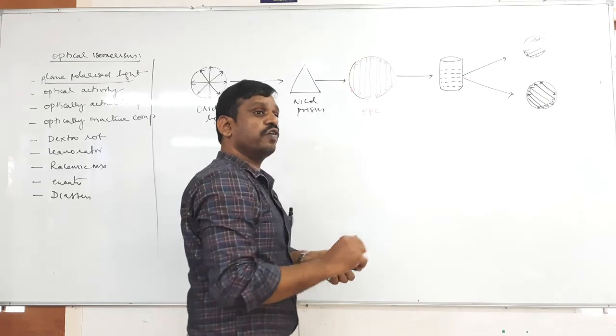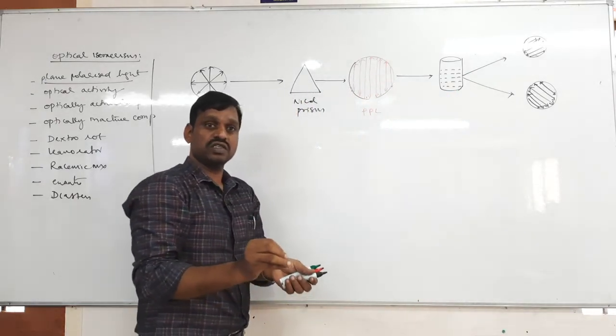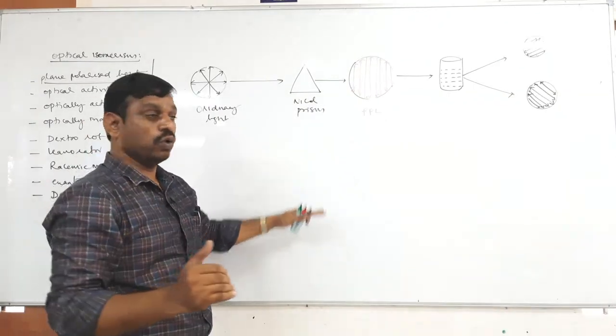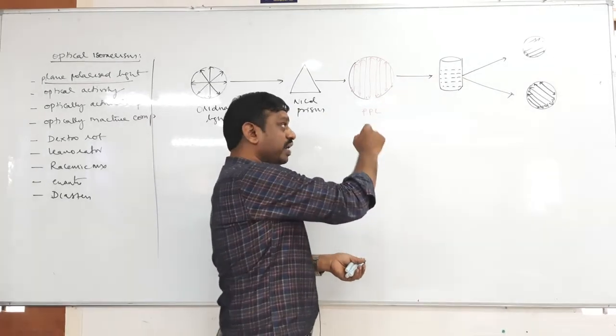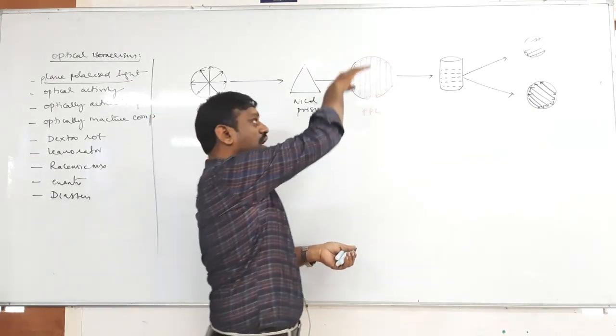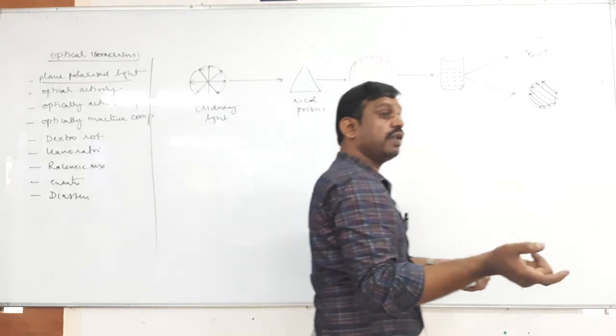Therefore, how do you define plane polarized light? The light whose vibrations occur only in one plane is called plane polarized light. Therefore, in organic chemistry we will use only plane polarized light. Then what is the importance of this plane polarized light?